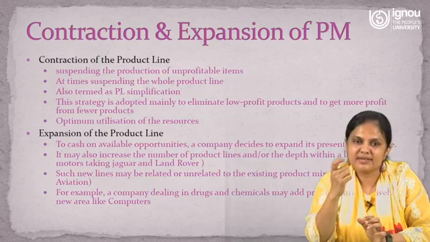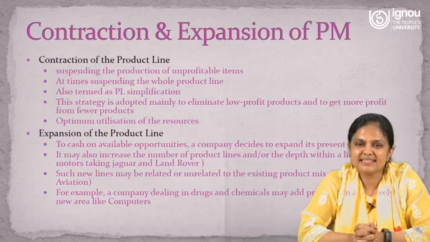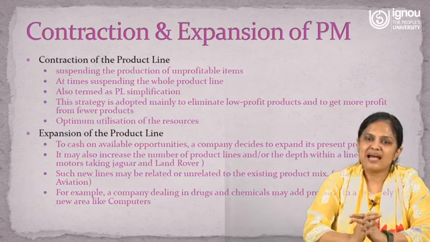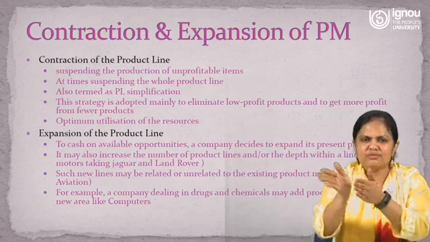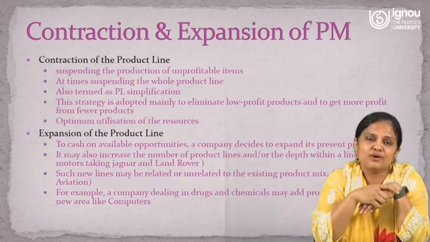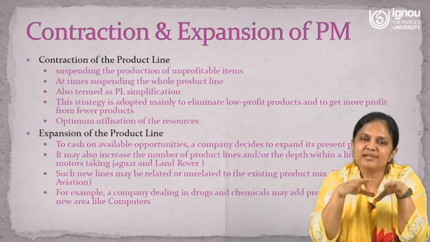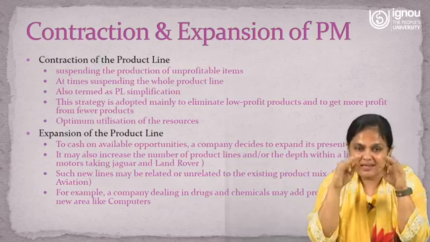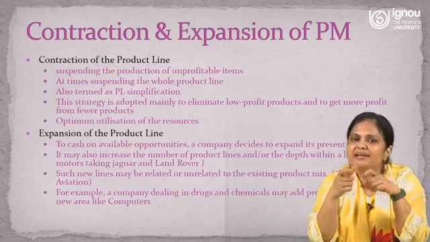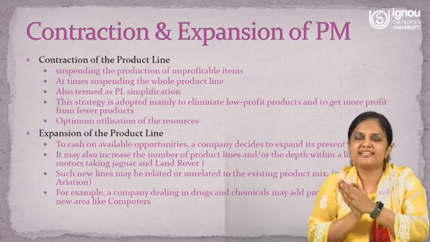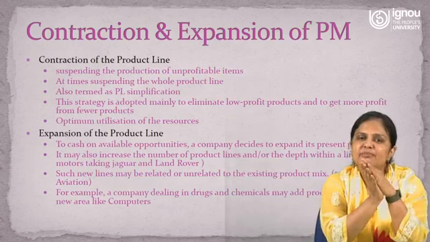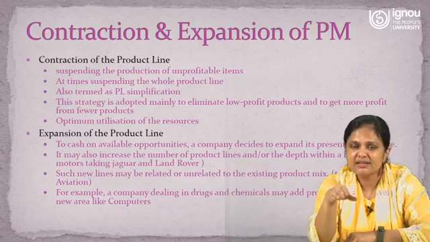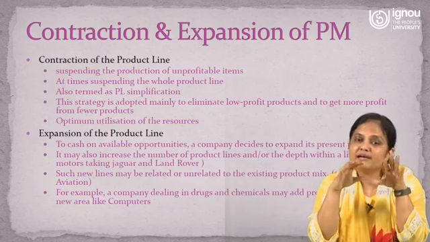For example, suppose a company is dealing in drugs and chemicals, and now it wants to go to a completely new area. Say for example, it wants to deal with computers now. So this will be expansion of product mix. Now again, the expansion can be related or unrelated. If the product lines are related to the product line which is already existing, that will be related expansion of the product mix. But if the products are unrelated, as in the example that we have seen here, then it becomes unrelated expansion, right?